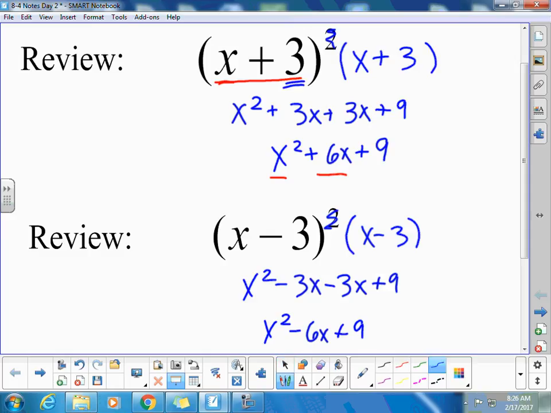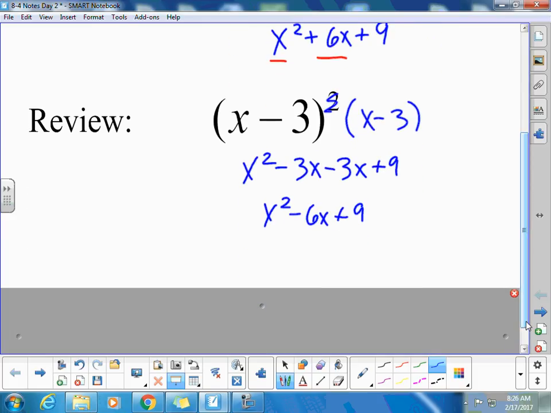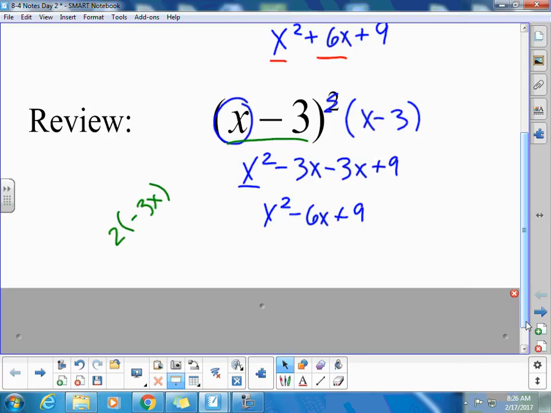That's the pattern you get. You can just FOIL it or use the box method, whichever you're used to. But again, here's the pattern. I square this number. That gives me my x squared. I multiply those 2 together, which would give me negative 3x, and then double it, which gives me my negative 6x. And then I square this last number. Negative 3 times negative 3 is positive 9.